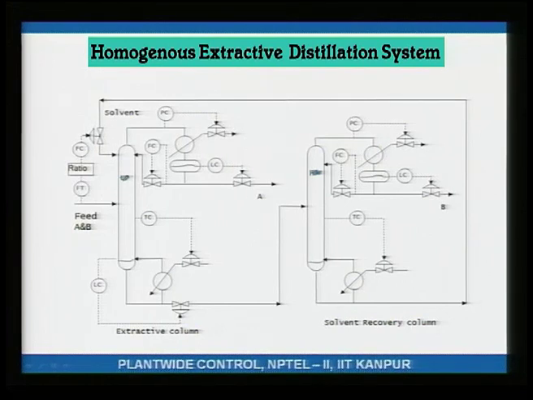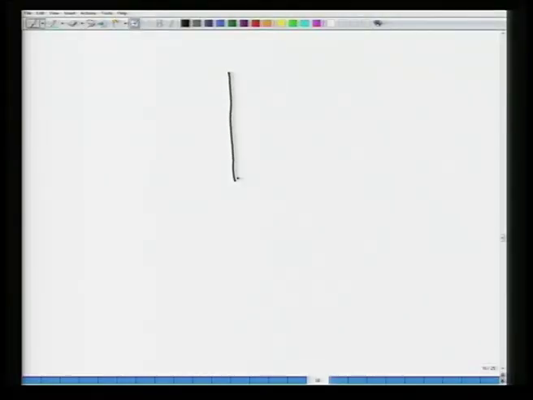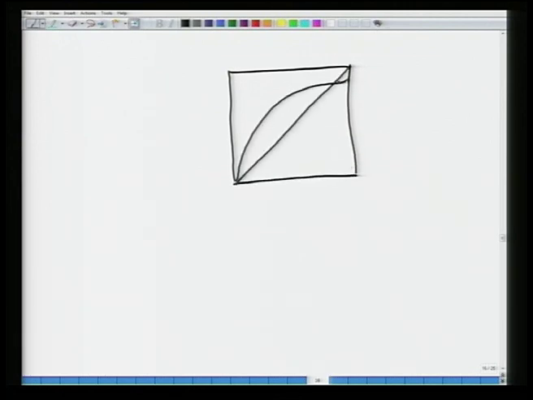Okay. Extractive distillation is used, maybe I should explain this before explaining the flow sheet, maybe I should do a little bit of theory. Let us say you take ethanol water system. All of you would know that it forms an azeotrope. And what is an azeotrope? An azeotrope is, if this is X, liquid phase composition in equilibrium with Y, which is vapor phase composition. This is an azeotrope.